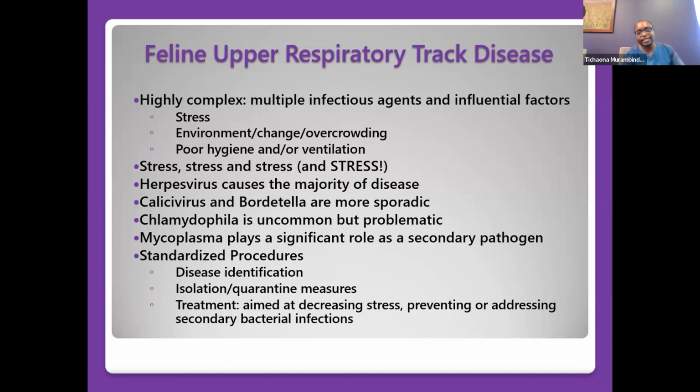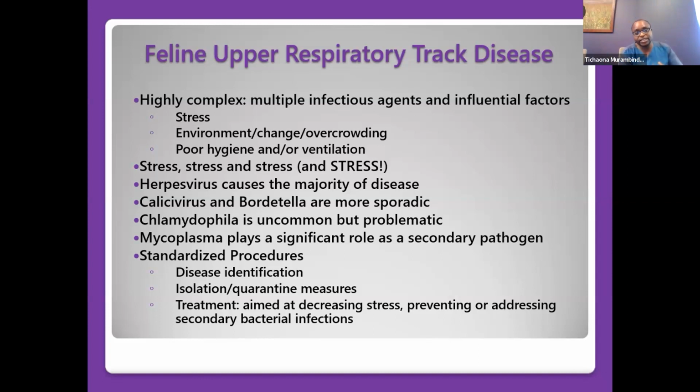So herpes virus, we understand, constitutes the majority of the upper respiratory diseases that you normally see. If I have a cat that is sneezing in a shelter setting, I will first put on my list of differentials the herpes virus. We have Calicivirus and Bordetella, which are sporadic. Then we have Chlamydophila felis, which is uncommon, but also problematic.